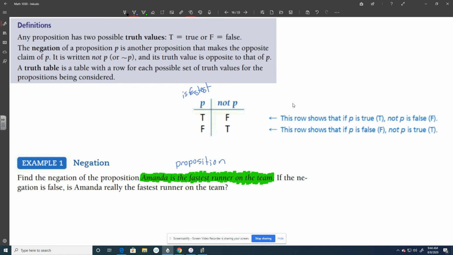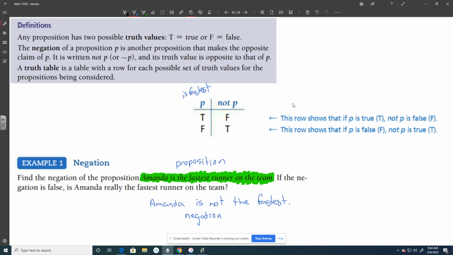And these don't always show up, but just to kind of teach you a little bit about what negations are, the negation of a proposition is another proposition that makes the opposite claim. So in this case, the negation of Amanda is the fastest is Amanda is not the fastest on the team. So this would be the negation of the proposition. It's just saying the opposite.